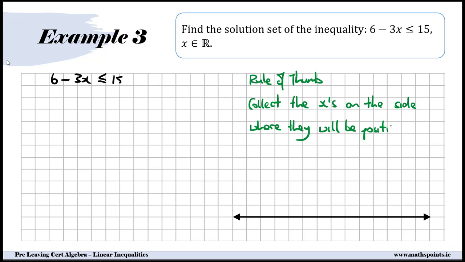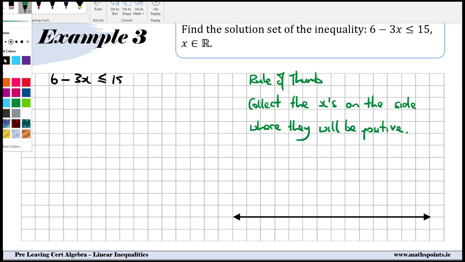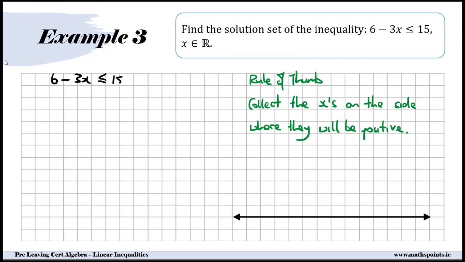So at the minute we can see that we have a minus 3x on the left, and so what I would like to do is collect the x's on the right hand side, because if I collect them on the right hand side I'll have a positive value for the x's. Now, like I said, we're going to do it in both ways, so you don't necessarily have to do it like that, but we'll see in a second why it's a useful way to do it. So I'm going to collect the numbers on the left hand side. So 6 is already on the left hand side, and then 15 is on the right hand side.